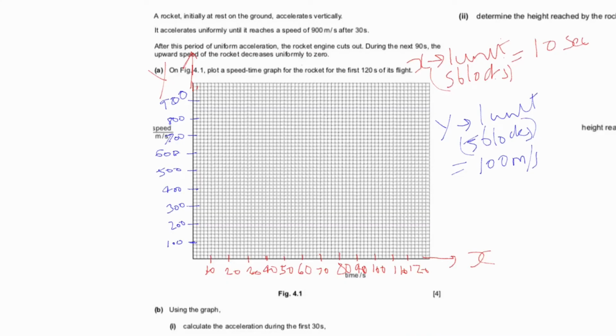As you can see in the question, it accelerates uniformly until it reaches the speed of 900 meters per second after 30 seconds. So after 30 seconds, on the x-axis you have to take 30, and on the y-axis you have to take 900. So let's mark here, 30 and 900. We have to make it in such a way that it should be on 30. So 30 is there. We will find the point here.